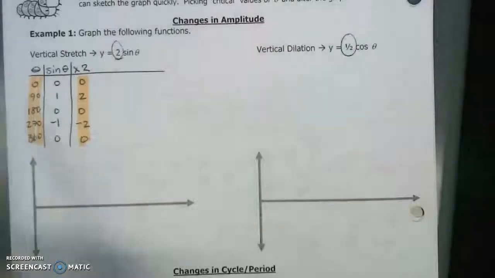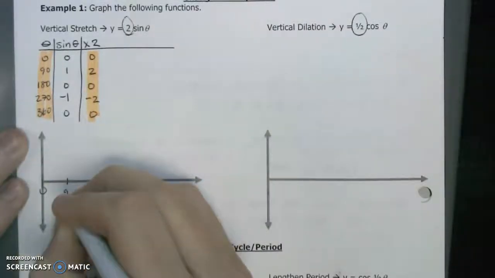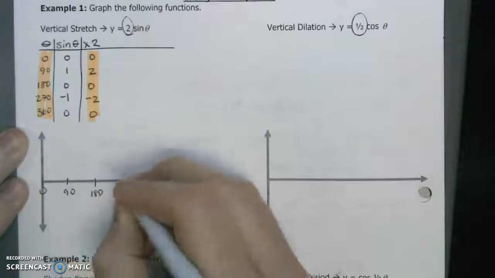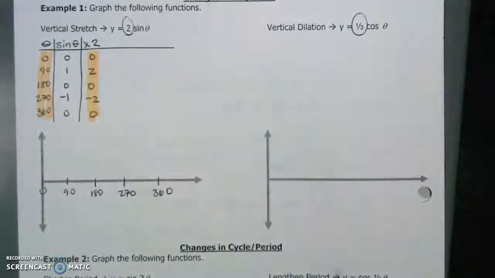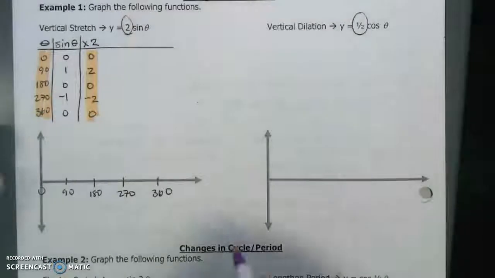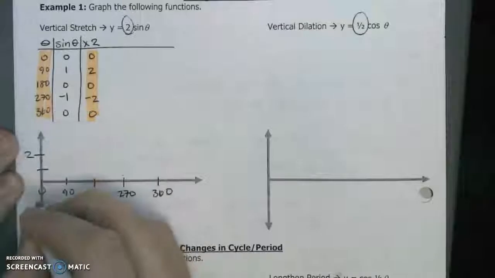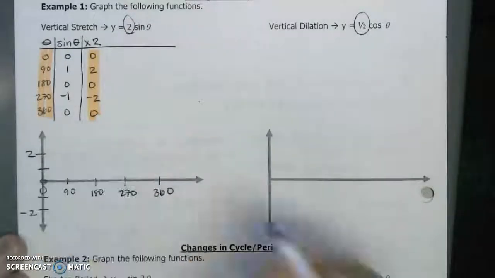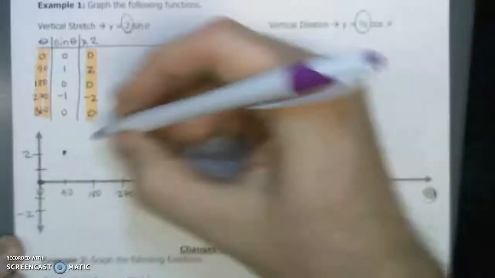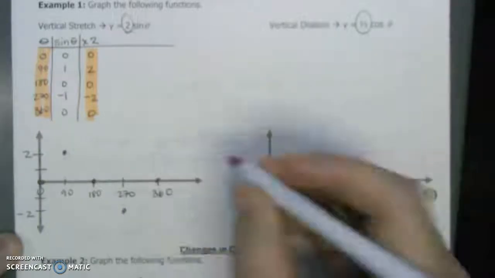And let's plot those points. So starting on my x-axis, I have 0, 90, 180, 270, 360. And then on the y-axis, we go up 2 and down 2. 0 is at 0, 90 is at 2, 180 is at 0, 270 is negative 2, 360 is 0.